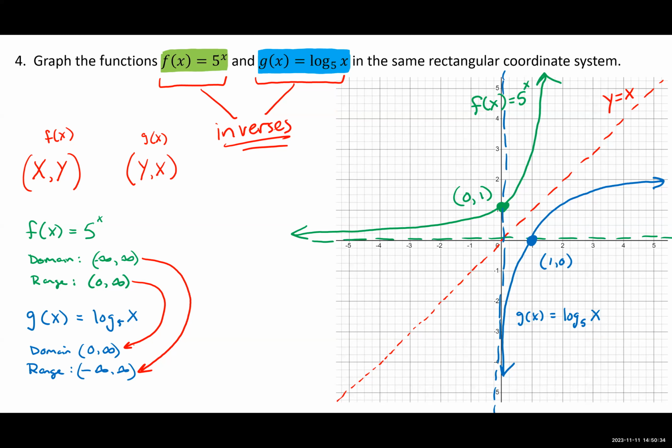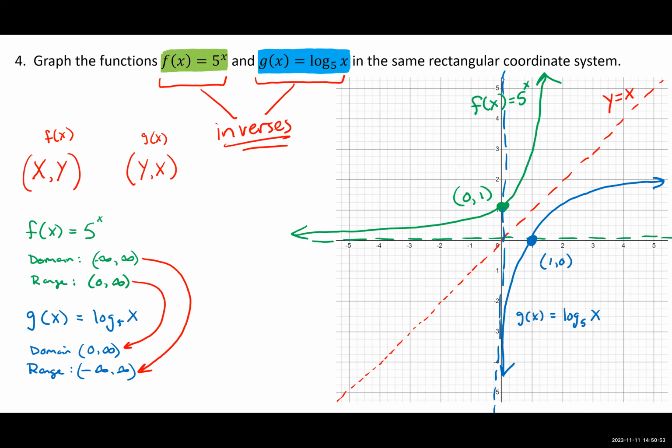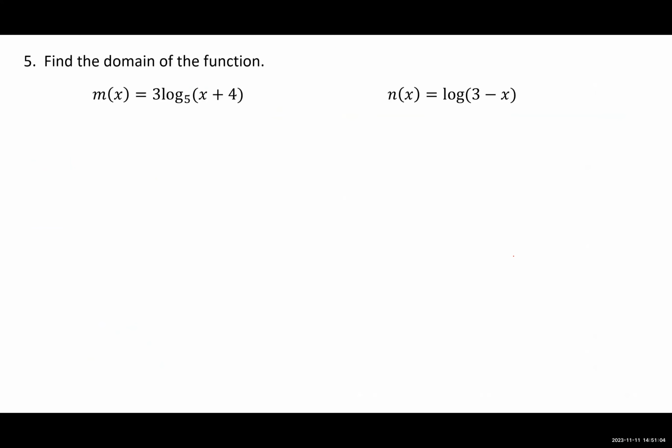Okay, we don't need a graph. If we're going to talk about domain, it's helpful if we have the graph, but it's not necessary. So the next problem, 2 problems on the same slide. Find the domain of the function, and we're not going to actually graph here. Back on the previous problem, we had the graph. You could see on that blue graph the domain, all the x values above 0. But now, let's look at this one. What is the domain of the function m of x equals 3 times the log base 5 of x plus 4?